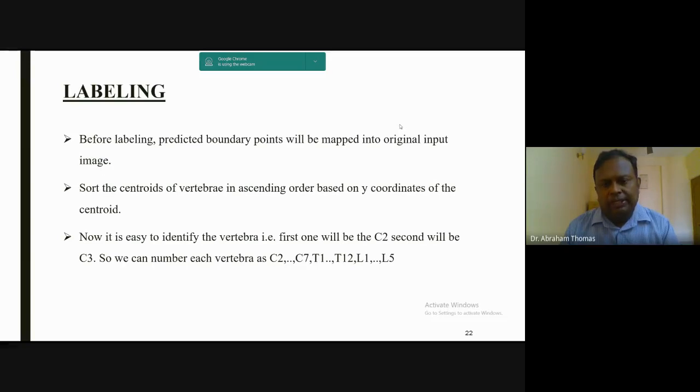That is, the first one will be the C2, second will be C3. C corresponds to cervical, T corresponds to thoracic, and L corresponds to lumbar. So we usually omit the C1. It's a small vertebra. It's difficult to segment out. So we give the starting one as C2, then the remaining ones, it automatically labels all the remaining ones.